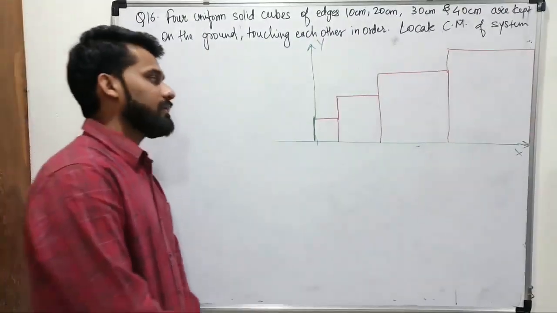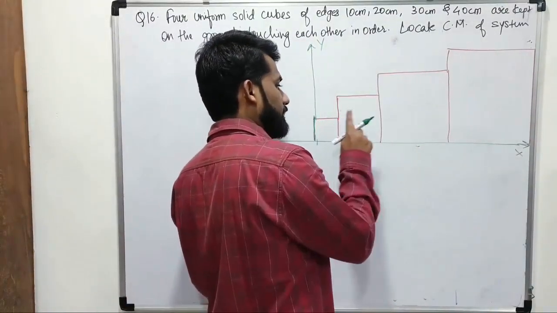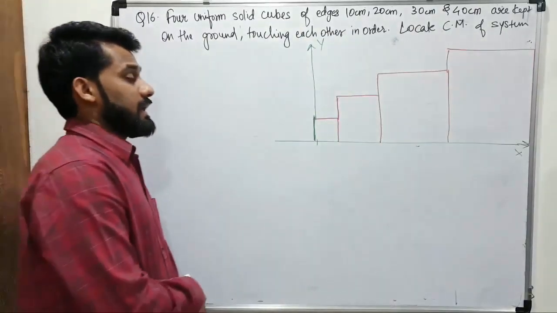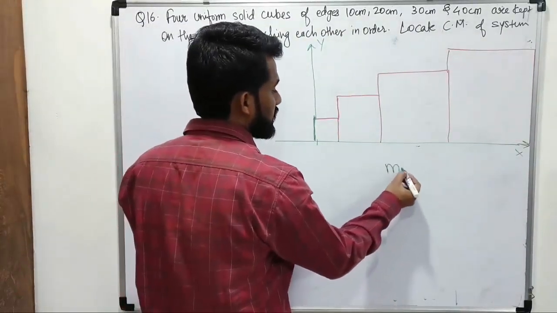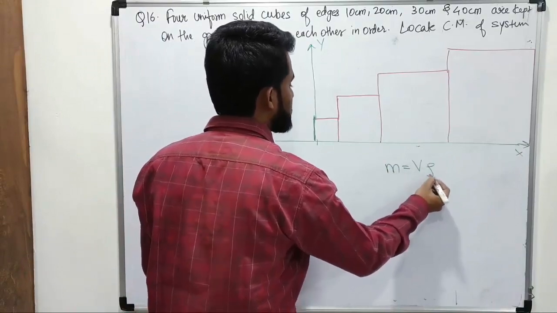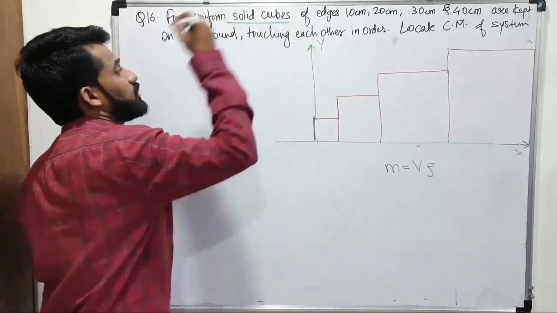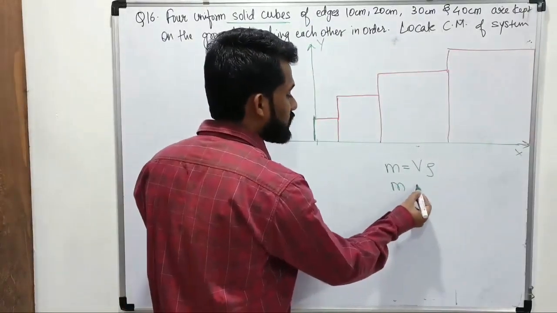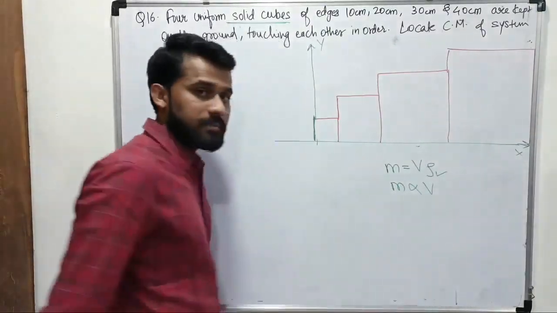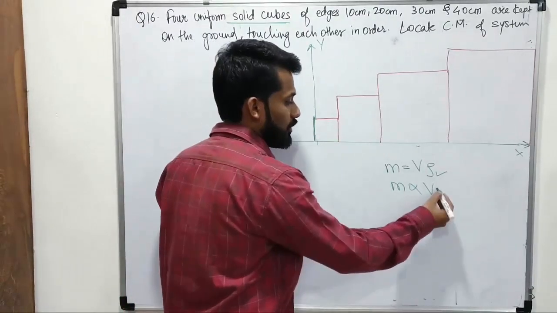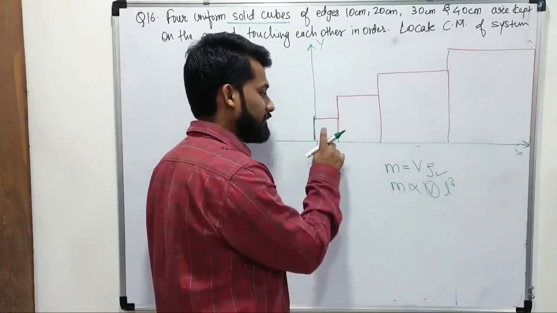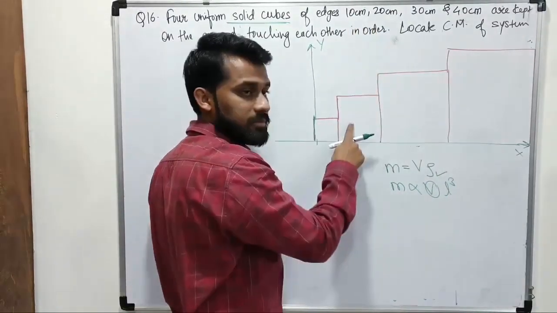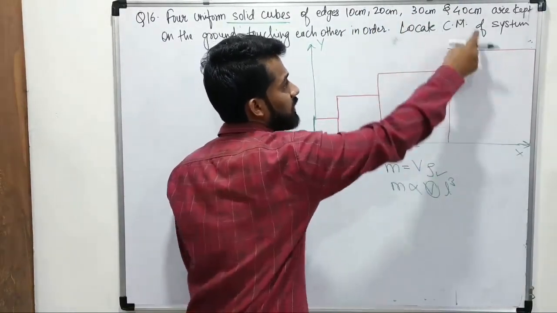So first of all, what will be the masses? Whether it will be m, 2m, 3m, 4m, or how to calculate the mass of 4 cubes. As we know that mass of a cube is volume times density, because all the cubes are solid cubes and they have same density. So mass is proportional to their volume as density is same. So iska volume jo hai, volume is L cube, right? So iska volume, if it is 10 cube, this will be 20 cube, this will be 30 cube, and this will be 40 cube.